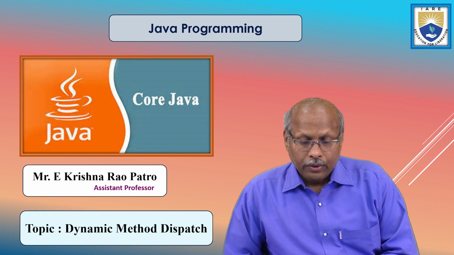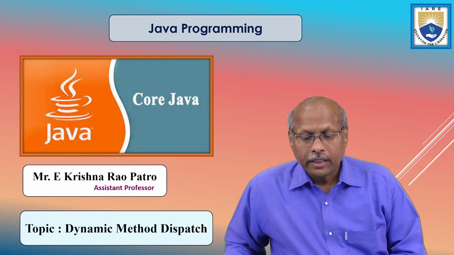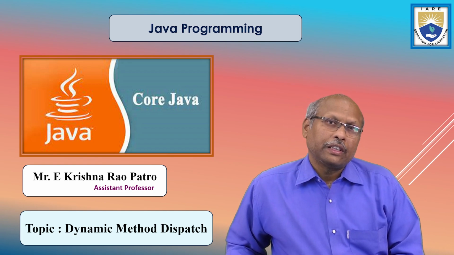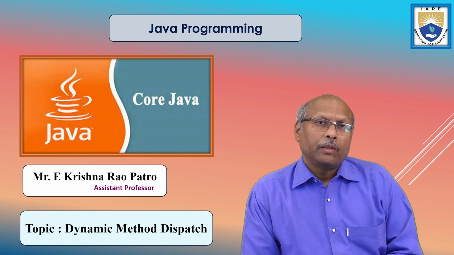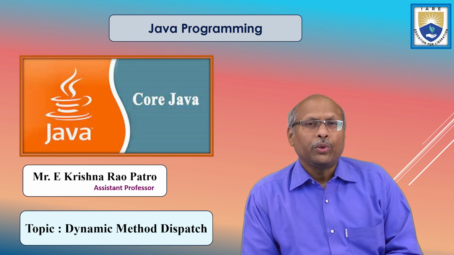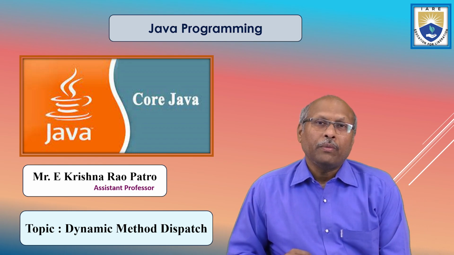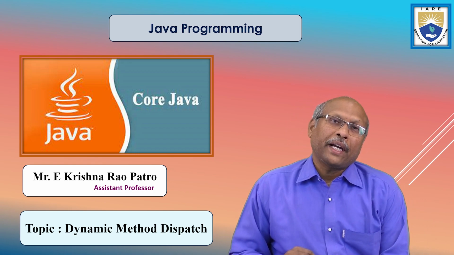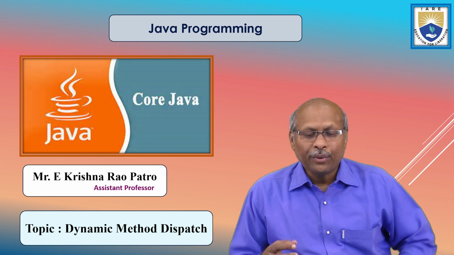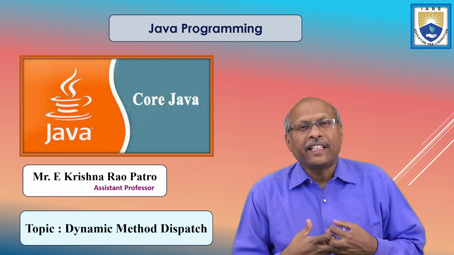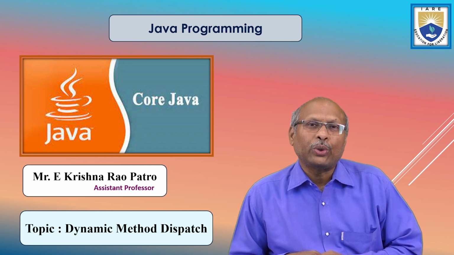Me, Krishna Rao Patro. Today, I'll discuss one important concept, that is dynamic method dispatch. This concept is part of your polymorphism concept. How dynamically you can transfer the control from parent to child. So the parent can control any child. Here we will see how parent and child are coordinating with each other. So dynamically the method control has to go.